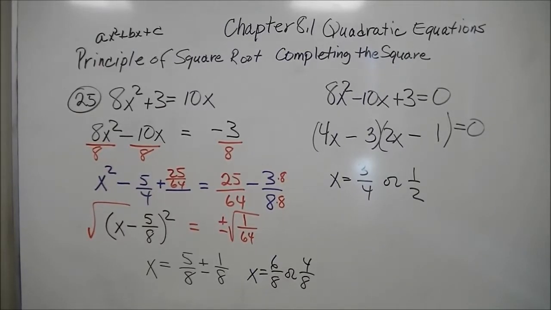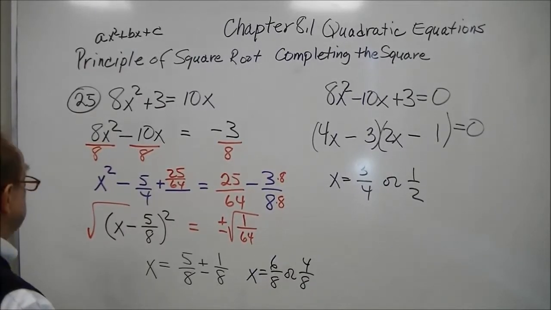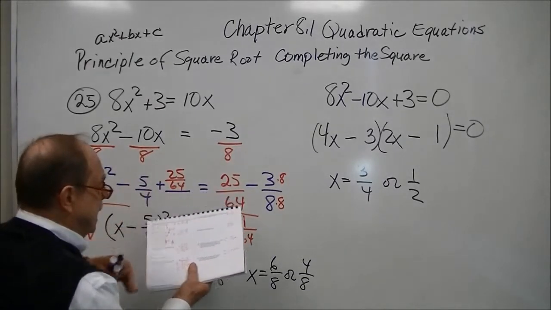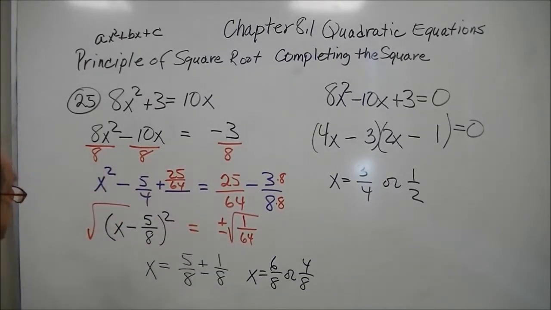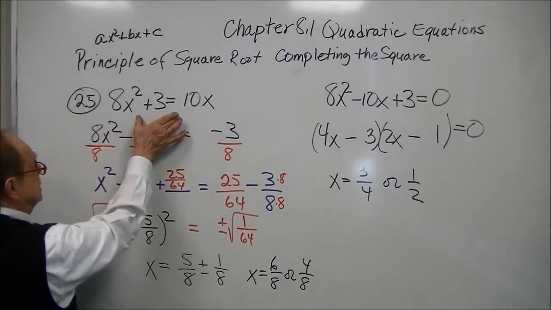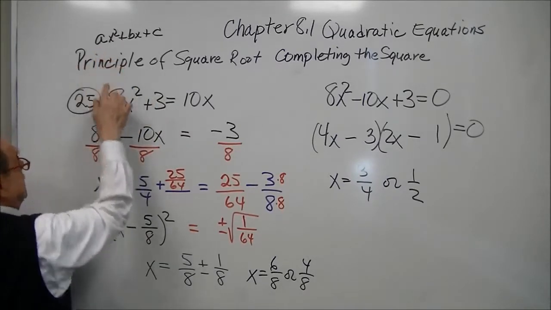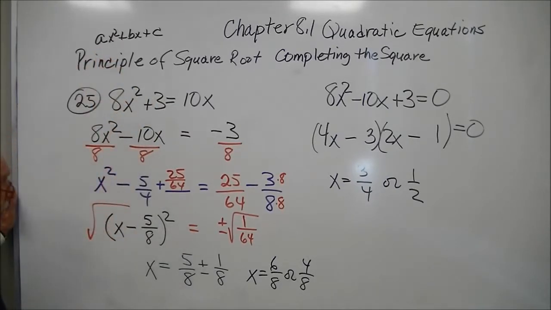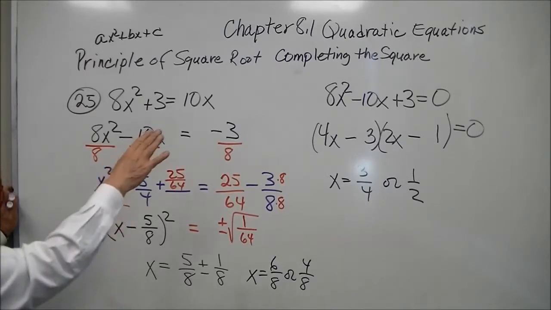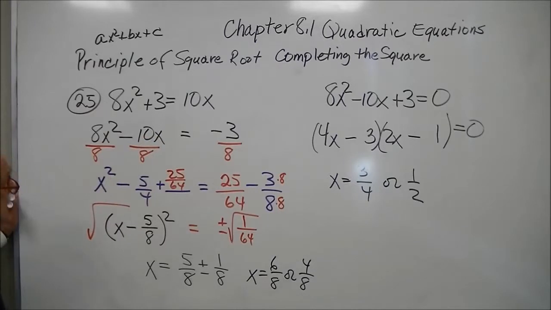All right, the rest of the examples, I did work them out, but they are kind of tedious. And basically, we'll do number 25 to show you what's going on. Now here, we see a quadratic equation where the a of the x squared is not a 1. So it doesn't lend itself to be solved by completing the square.